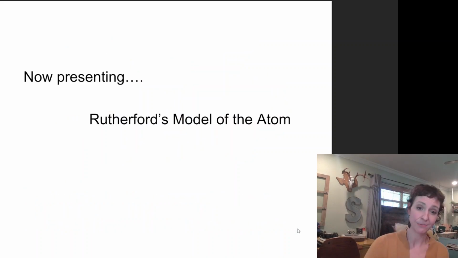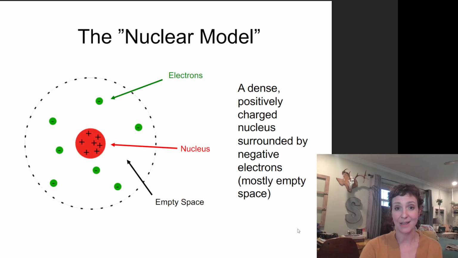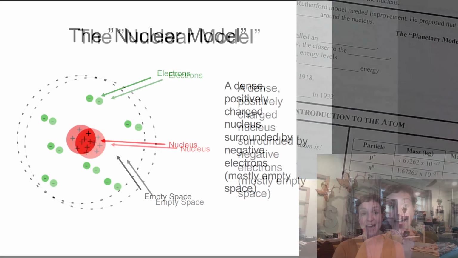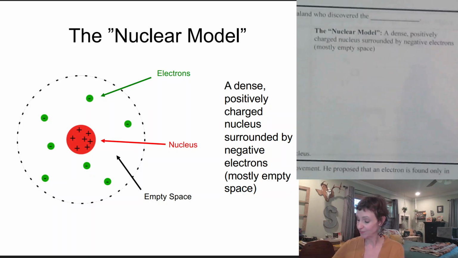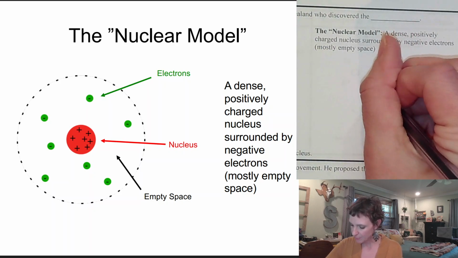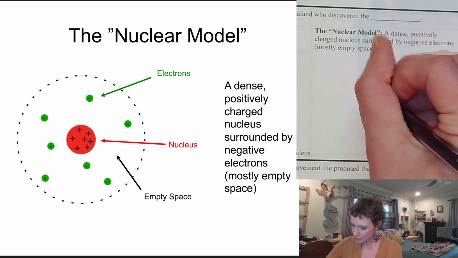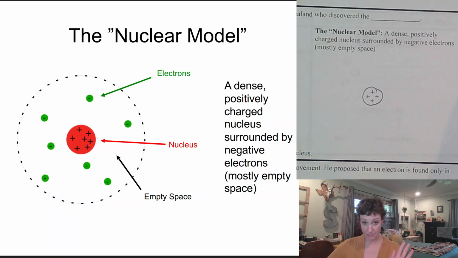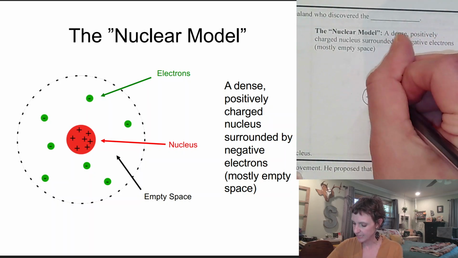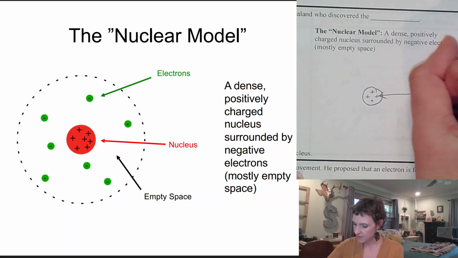So now presenting Rutherford's model of the atom. We call his model the nuclear model of the atom. So on our page here for the nuclear model, we're just going to put a circle and give that circle some positive charges. Now, he did not know anything about protons and neutrons, but he knew that there was a nucleus, and the nucleus had to have some sort of positive charge. So we're going to label that the nucleus.